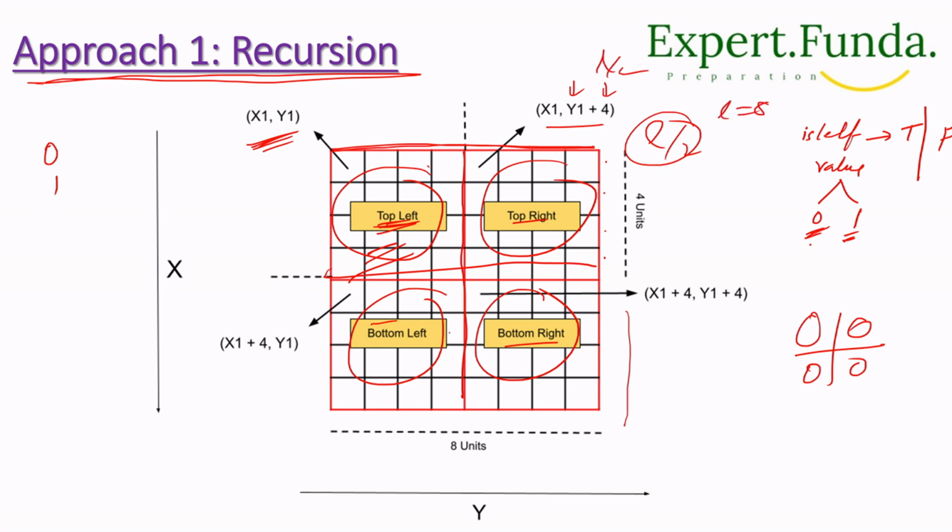Now similarly we'll check: x1 plus L by 2, and y1 plus L by 2. This recursive call will be assigned to the child node of the root, and then we will return our root node. So this process will follow.